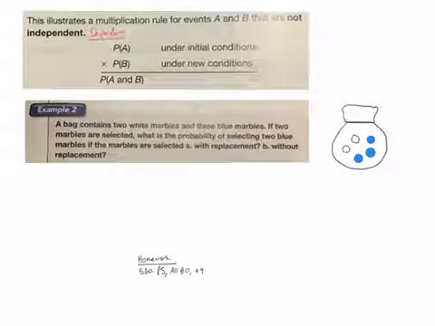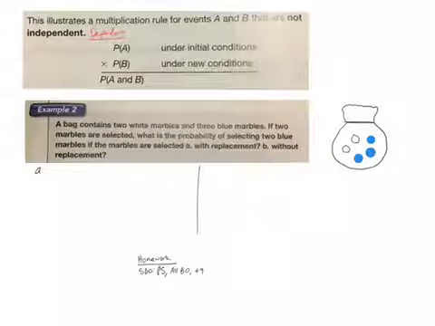Alright, so example 2 says a bag contains 2 white marbles and 3 blue marbles. If two marbles are selected, what is the probability of selecting 2 blue marbles if the marbles are selected A with replacement and B without replacement? So let's just make sure that we understand the difference here.